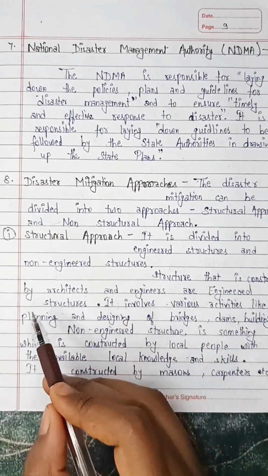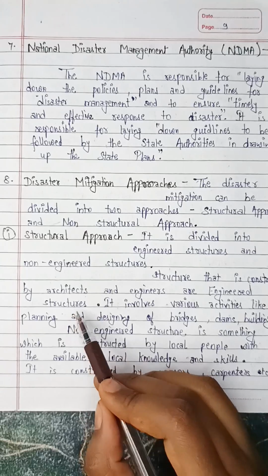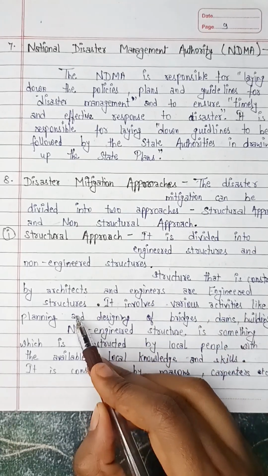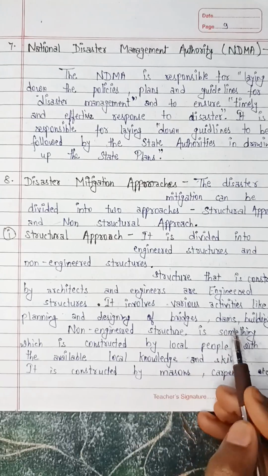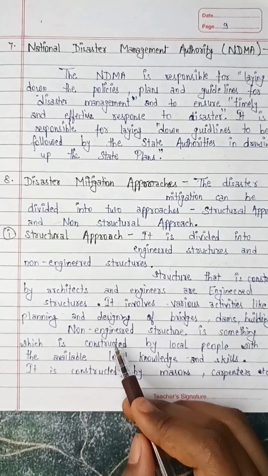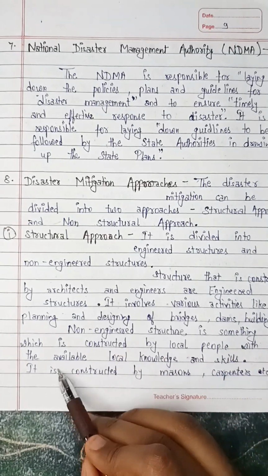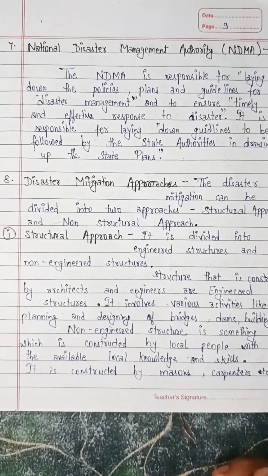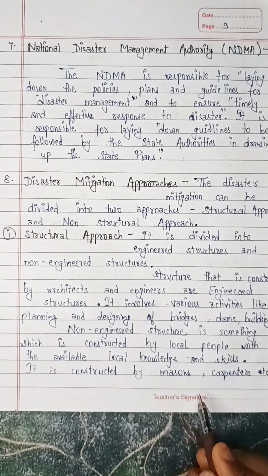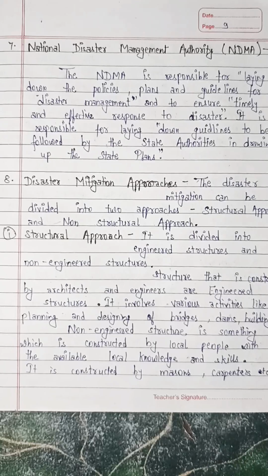Structures that are constructed by architects and engineers are engineered structures. It involves various activities like planning and designing of bridges, dams, buildings. Non-engineered structure is something which is constructed by local people with the available local knowledge and skills. It is constructed by masons or carpenters, etc.